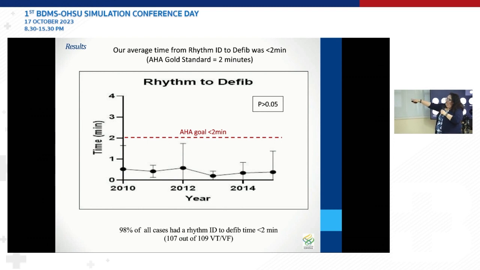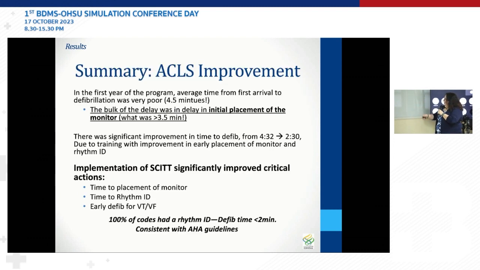And there's the AHA guideline. So what we discovered in the first year of the program, first of all, our average time from first arrival to defib was really not great. And the bulk of the delay was in the initial placement of the monitor. That was really the barrier. And we fed this back into SCIT, and we said, this is what you need to focus on. Get those pads on the patient immediately. You have enough people in the room. Someone can do CPR while everybody else focuses on this.